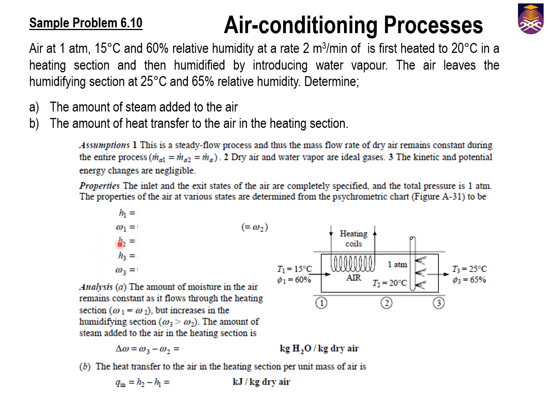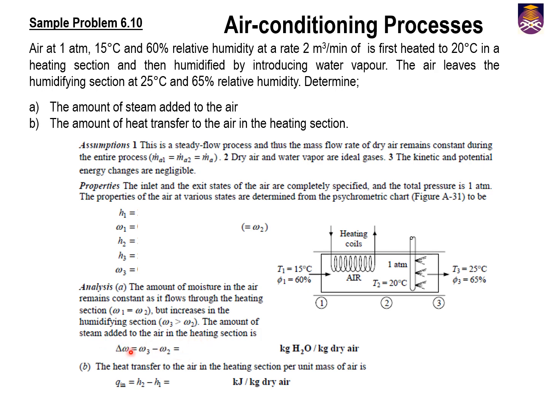To find H2 is quite easy. Omega 1 is known, which equals your omega 2. And you also know that the dry bulb temperature is 20 degrees C at 0.2. So use this temperature and use this omega, and you should be able to find what is your H2, right? So the amount of moisture in the air remains constant as it flows through the heating section. From here to here, omega is same, right? But your omega changes from 0.2 to 0.3. So you have omega 3 and your omega 2. Find the difference in these two. So that will be the amount of steam added to the air.